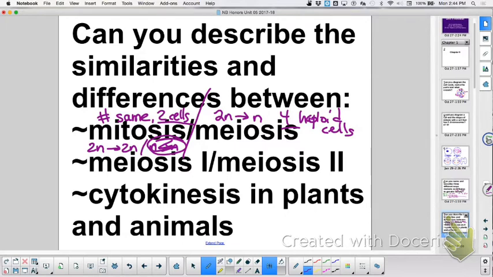What could you tell me about animal cells? Cleavage for us, right? Animals have cleavage, not plants. You'll remember that, right? All right. Cleavage, cleavage, cleavage. Is that what you're doing right there? Okay.